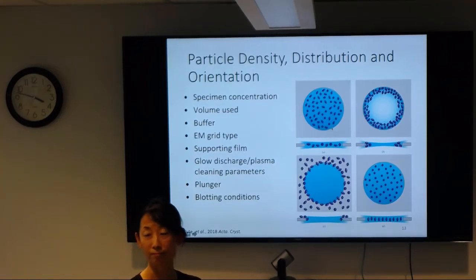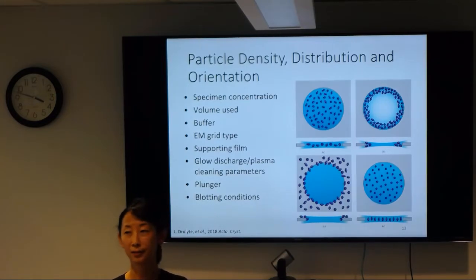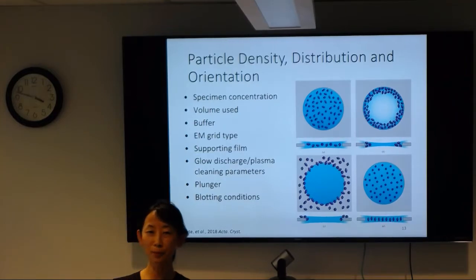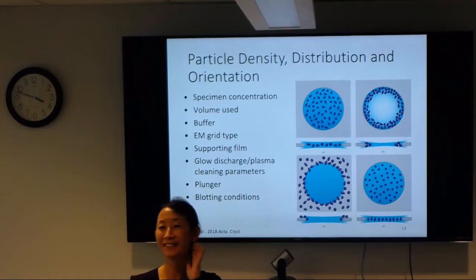How many people have made Cryo-EM grids? Okay, so then this is all making sense, right? That's over half of the students. They seem to be pretty lucky. Nobody suffers from this. Otherwise, when I show this grid, you can see people nodding and shaking their heads. Working on ideal proteins, they're all good, perfect.